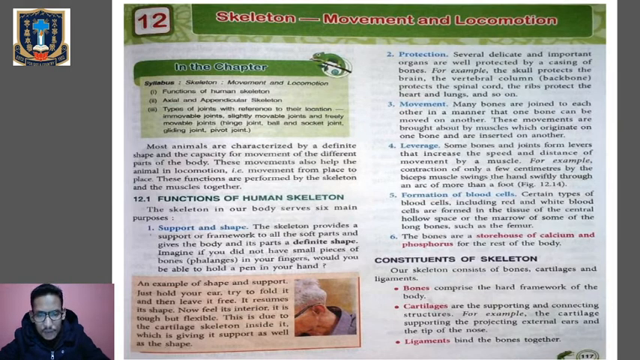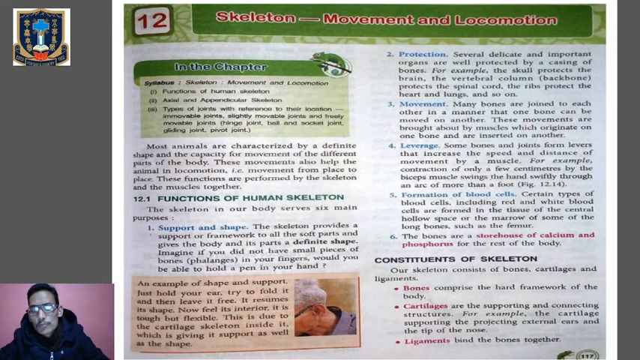So first we will learn about the functions of the human skeleton. The skeleton in our body has 6 main functions or purposes. The first one is support and shape. The skeleton in our body provides the support or the framework to the soft body parts, clear? So that it will give them a definite shape.